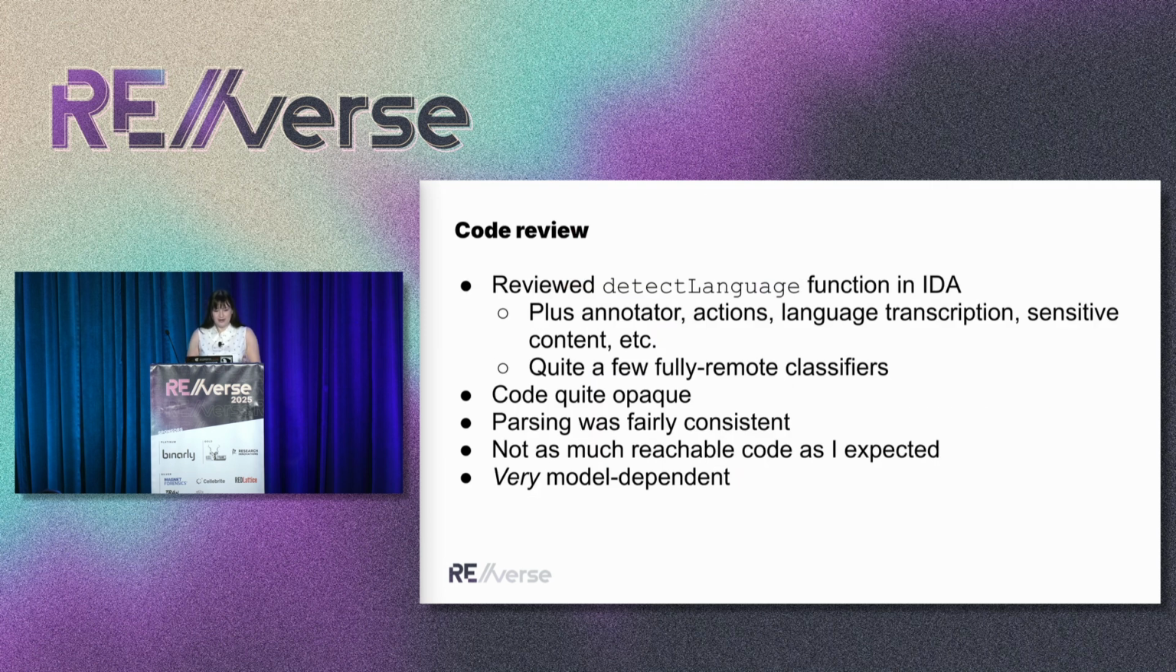So I started off with code review. I reviewed this detect language function in IDA. And there were a few others. There's annotators, actions, language transcription, sensitive content, et cetera. And most of these were fully remote, so I looked at all of them. And to start off, the code was quite opaque. There's lots of things you look at, and it's really clear what they're doing. These were like, math on top of math on top of math.